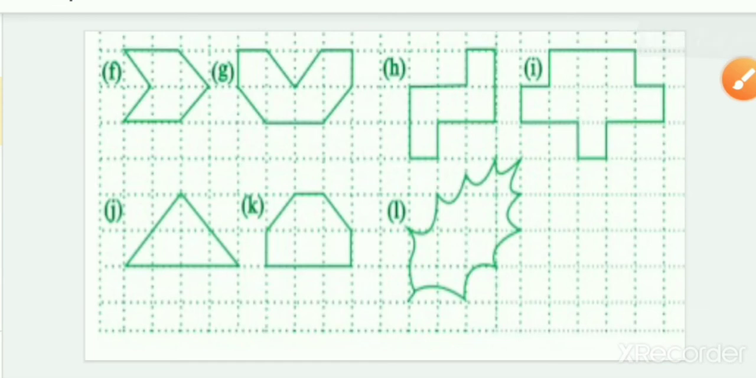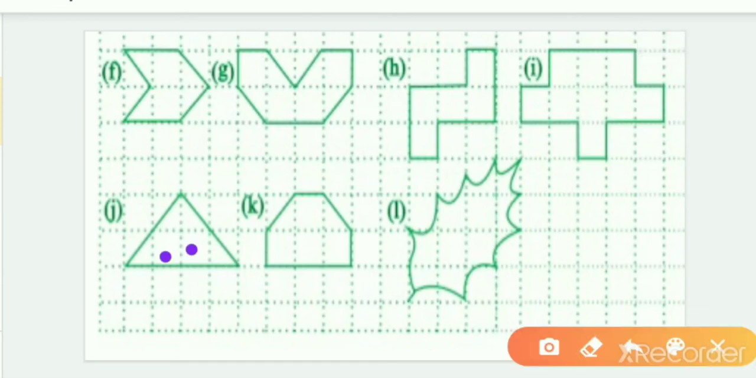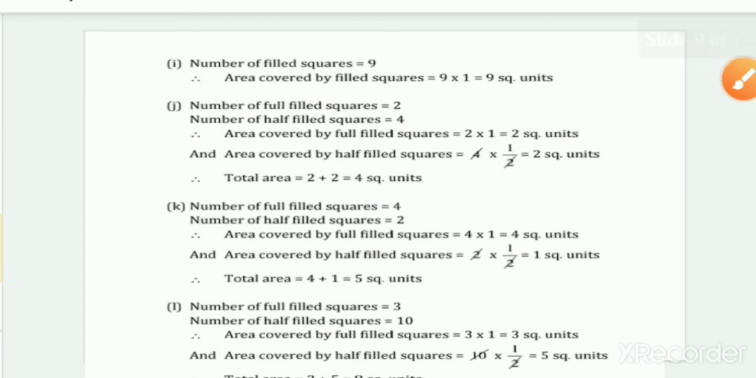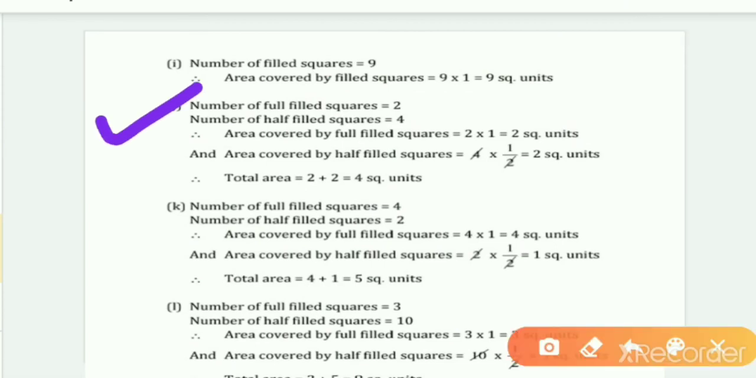Now again getting to the J part, we have to count the squares. 1, 2 and only 2 full squares are here, and half are 1, 2, 3, 4 half. 4 half squares are here and 2 full squares are here. Okay. So coming to this, it is given number of full filled squares, or you can write number of full squares equals to 2, number of half filled squares is equals to 4, right?